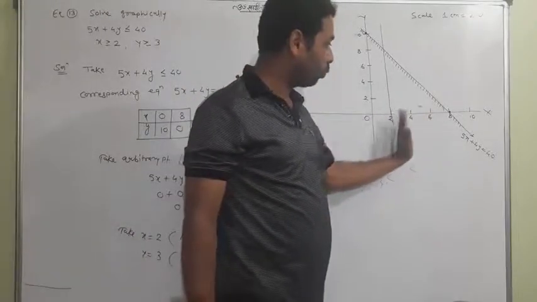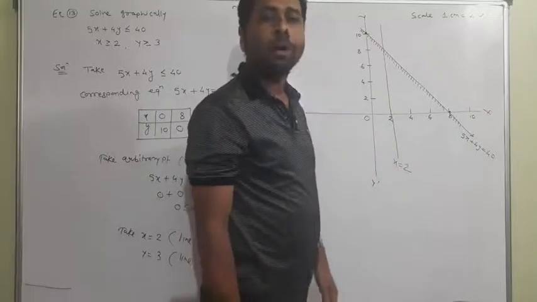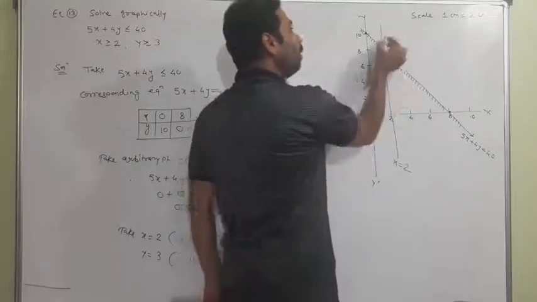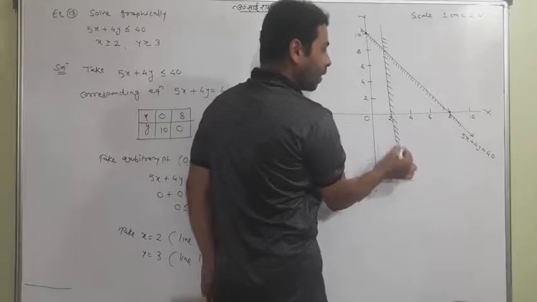x greater than 2, like 2, 4, 6 and something like that. So we don't have to take any arbitrary point for checking that. It was a single variable, and when a single variable is there, we can simply give the answer. So this is x greater than 2.